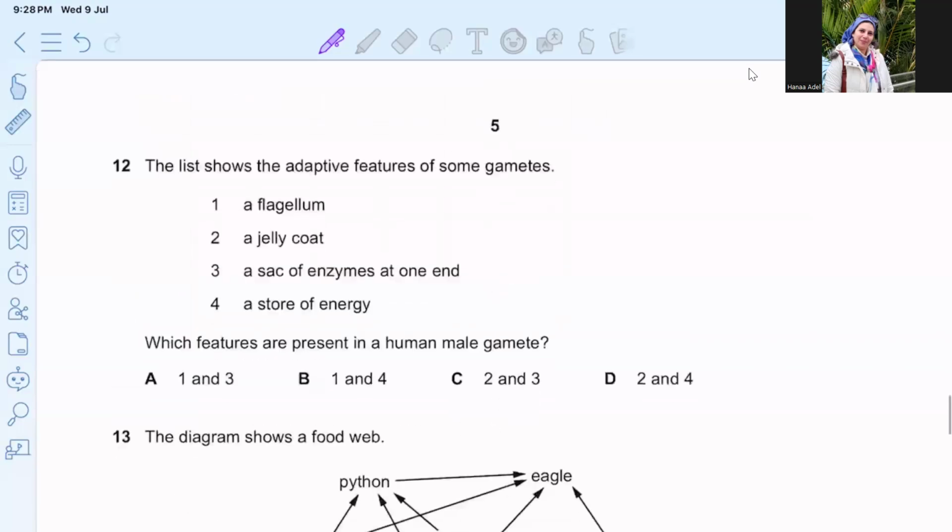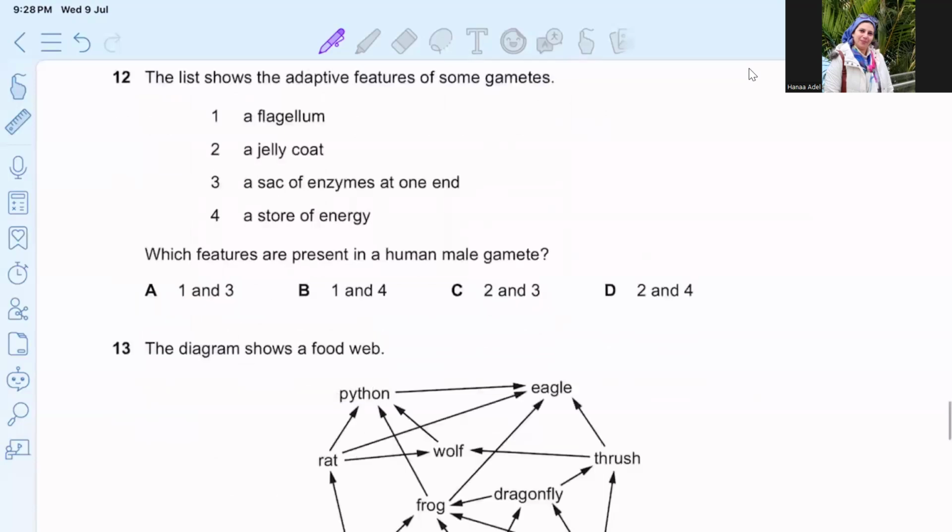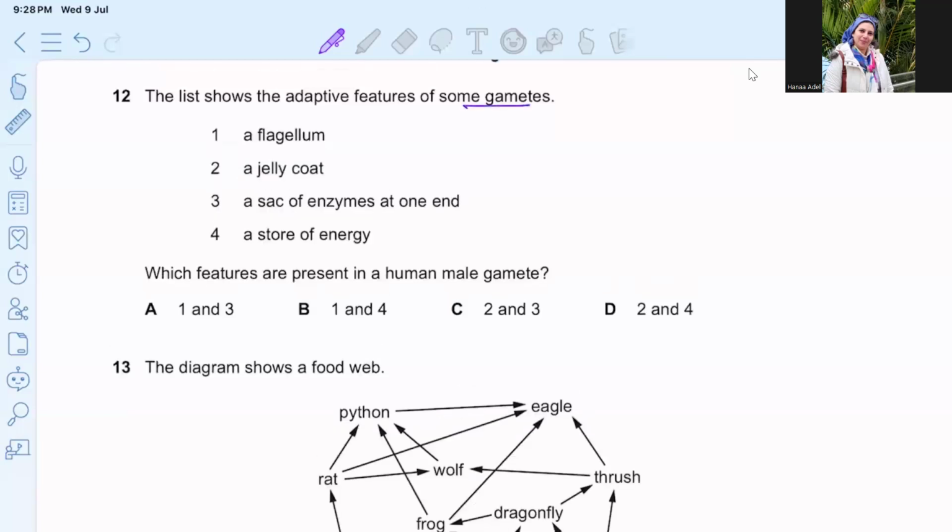Question 12. The list shows the adaptive features of some gametes: flagellum, jelly coat, sac of enzymes at one end, a store of energy. Which features are present in a human male gamete? So it is asking about the sperm. So we have to revise it. The sperm head includes the nucleus and acrosome, the front that secretes enzymes, and the middle piece that has mitochondria, and the flagellum that helps in movement.